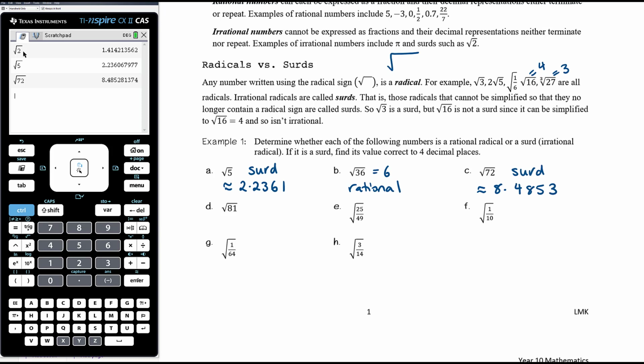Root 81. Okay, well that's not a surd, because that's equal to 9, and so that is a rational number. Root 25 on 49.